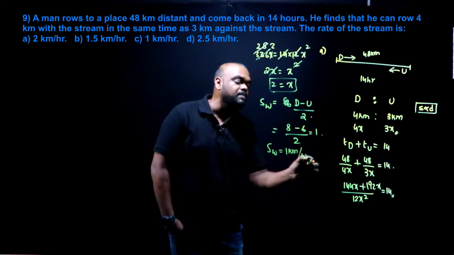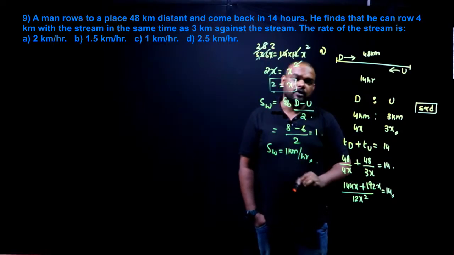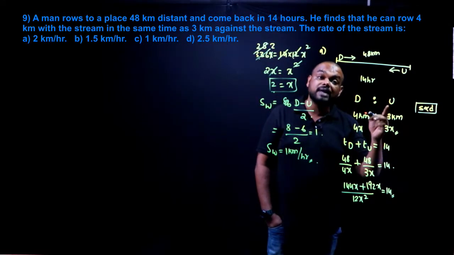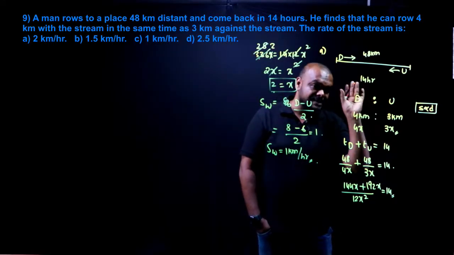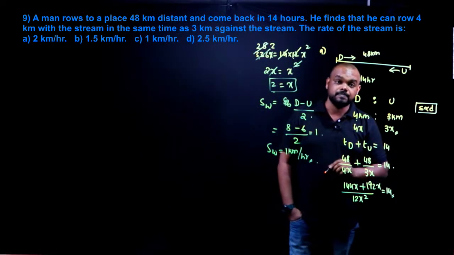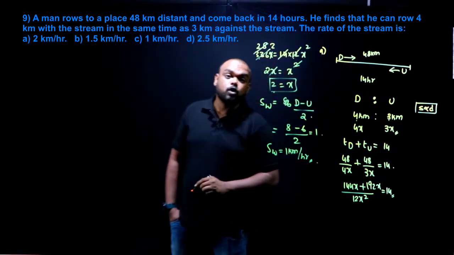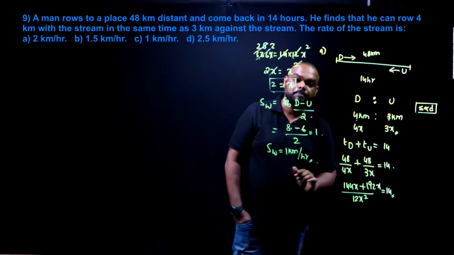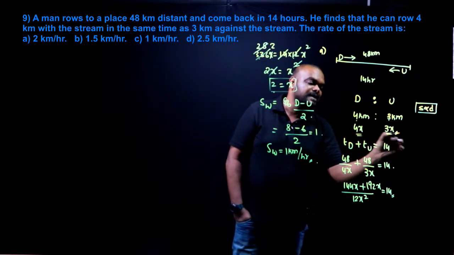I am repeating it one more time. Listen to me carefully. He told that at any given point of time, during the downstream, if he can go 4 kilometers, then during the upstream, in the same time, he can go 3 kilometers. So in the same time, distance covered during downstream is 4 and distance covered in upstream is 3 kilometers. Now we know that speed is directly proportional to the distance when the time is constant. So if this is the distance ratio, this can be the speed ratio as well. So downstream speed to upstream speed is 4:3. Let me consider it as 4x and 3x.